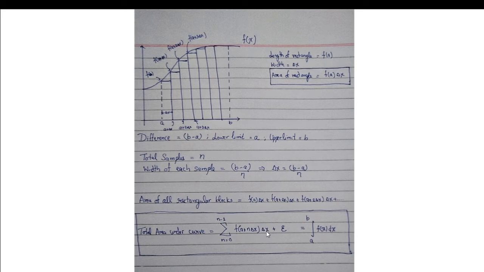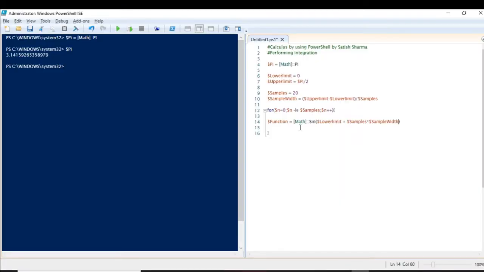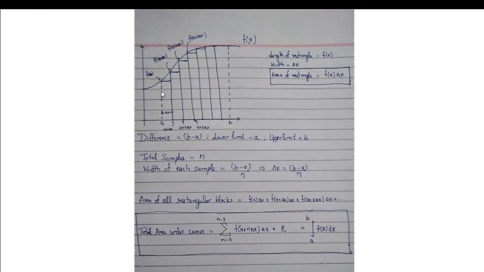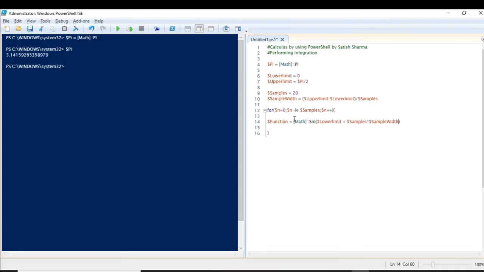Now what do we have to do? We have to multiply it with delta x. That is what we have to find right now, the length of the rectangle. This is nothing but f of a, or you can say f of a plus delta x. So right now this is this. Now we have to find the area.